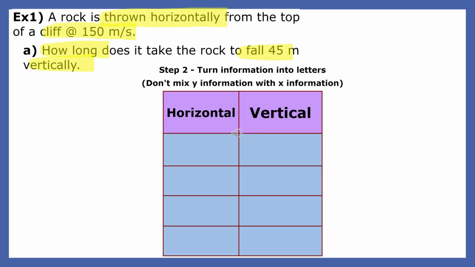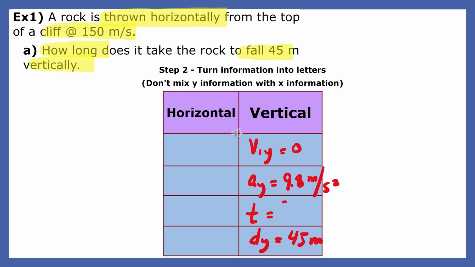Since the rock is thrown horizontally, its initial vertical velocity is 0, and the vertical force of gravity will give the rock a vertical acceleration of 9.8 meters per second squared. Since we are trying to find the time it takes for the rock to fall 45 meters vertically, we write t equals question mark and dy equals 45 meters. Since the rock was thrown horizontally with a velocity of 150 meters per second, we put that info on the horizontal side of the table. Since time is neither x nor y, I can put time on the x side too.